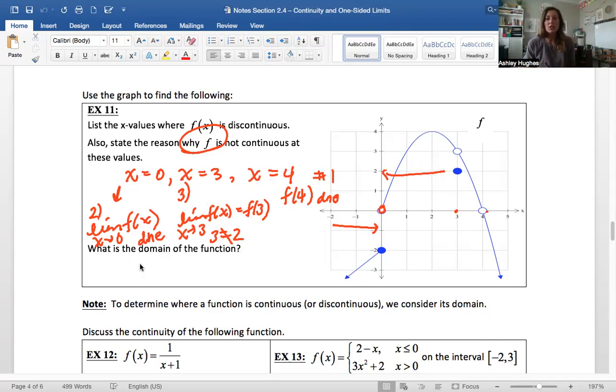What is the domain of the function? It's all real numbers except for x equals these numbers, 0. Oh, actually, no, hold on. All real numbers, what's the only place that's not defined? It's defined here. It's defined at 3. It's not defined at 4. So all real numbers except for x equals 4. Or you could say negative infinity to 4, 4 to infinity.